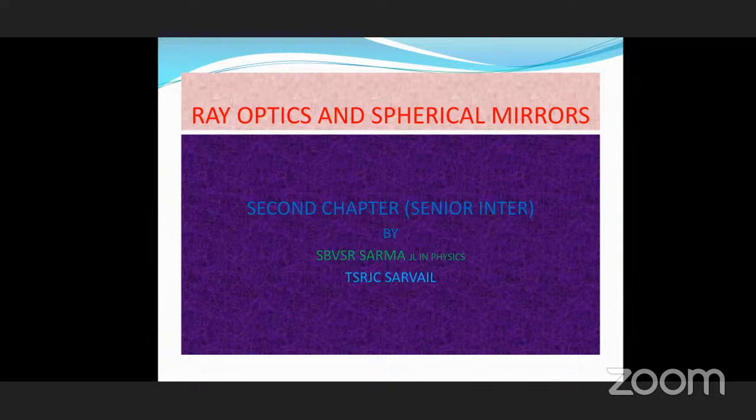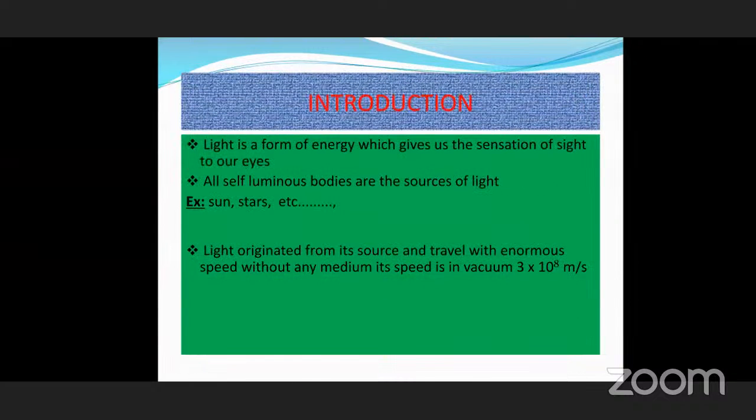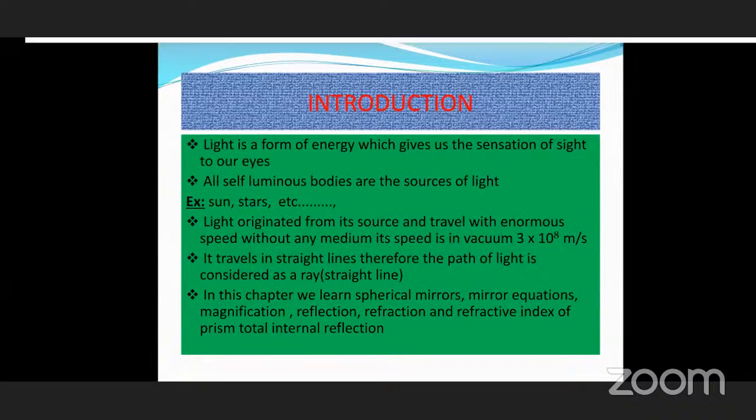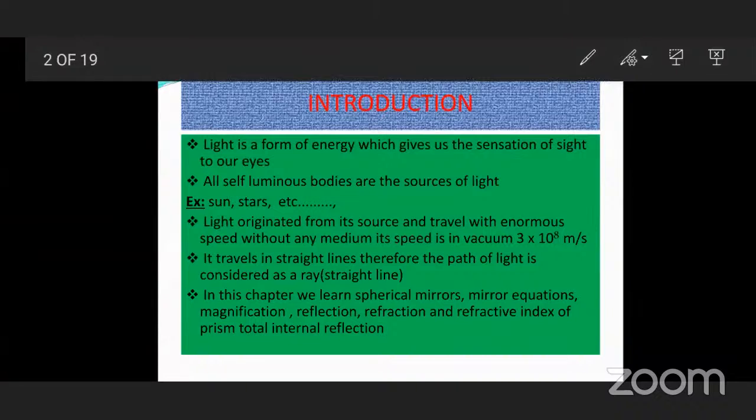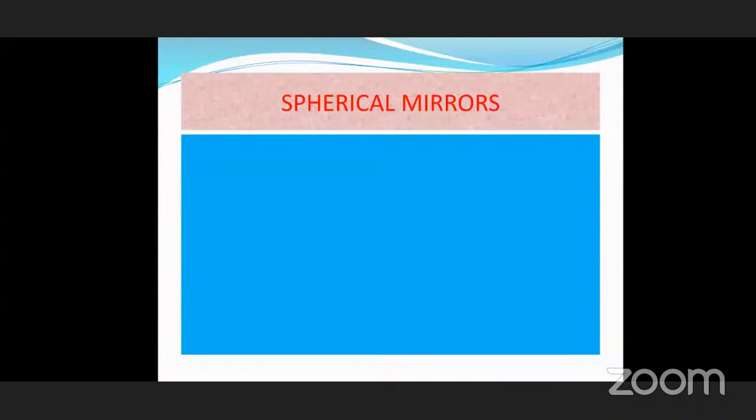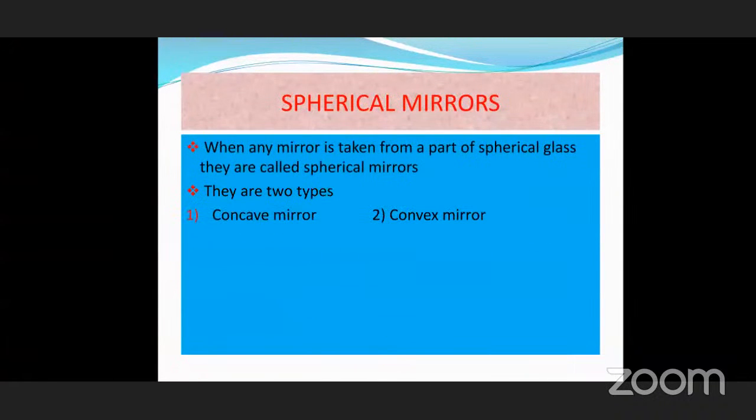In the last class, we discussed ray optics, and started with the introduction. In that introduction, we discussed the nature of light: light is a form of energy, and also how it travels. Even in vacuum, light can travel. We also discussed the different types of spherical mirrors.